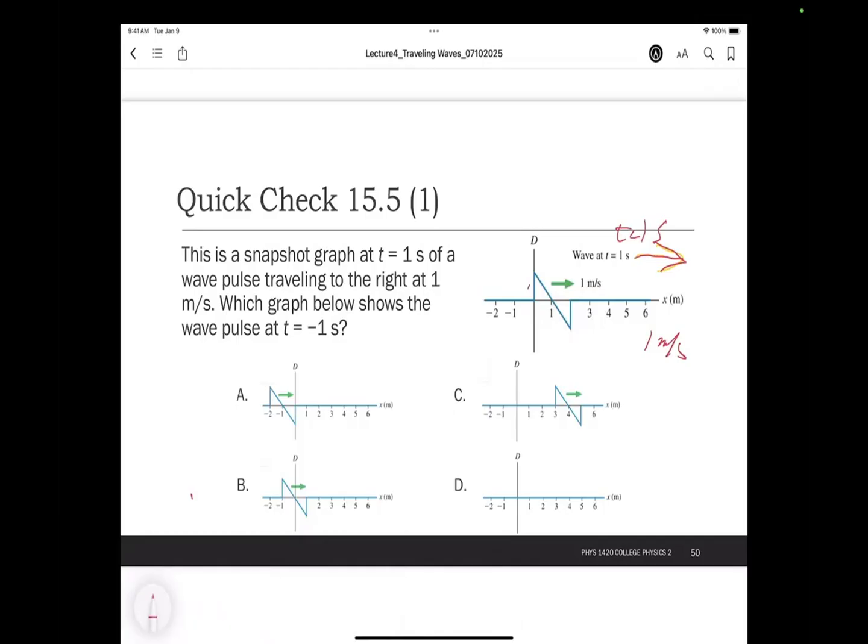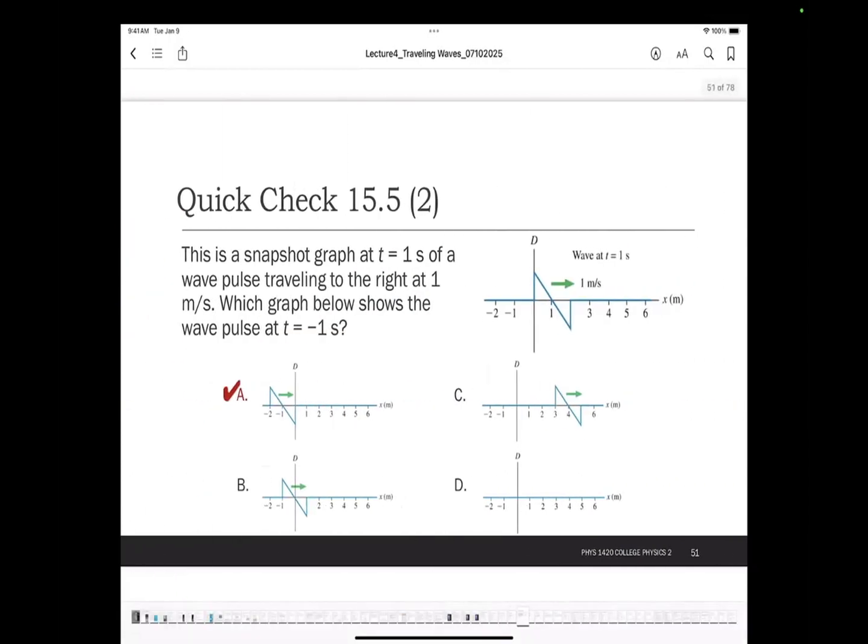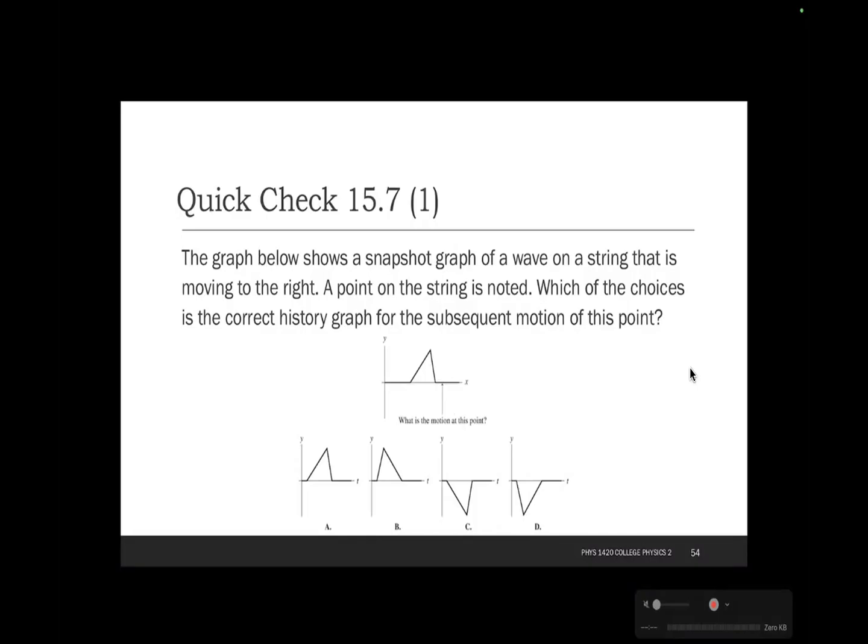It's just like this. This is at 1 second. If it is -1, it will go back another 1 unit, 1 meter. It's just like this. Am I right? So it's obvious, and the answer should be A. Does it make sense to you? Okay.